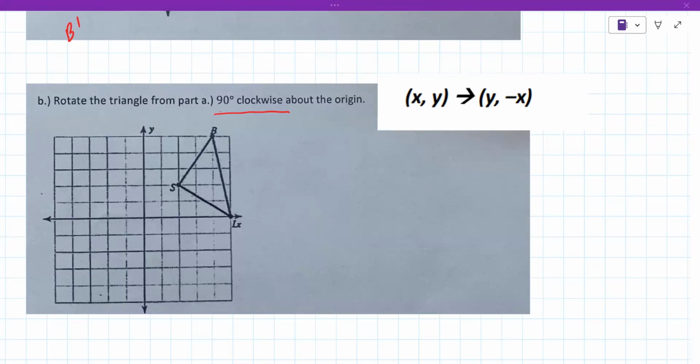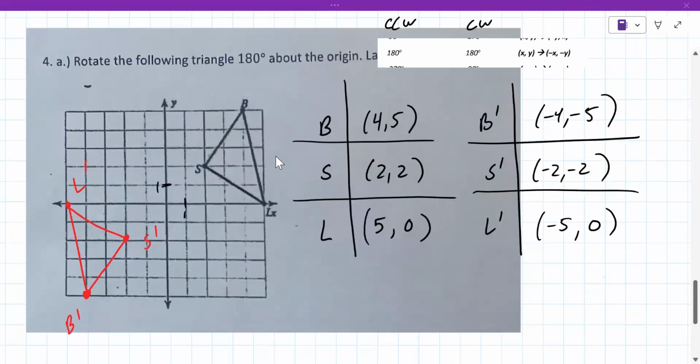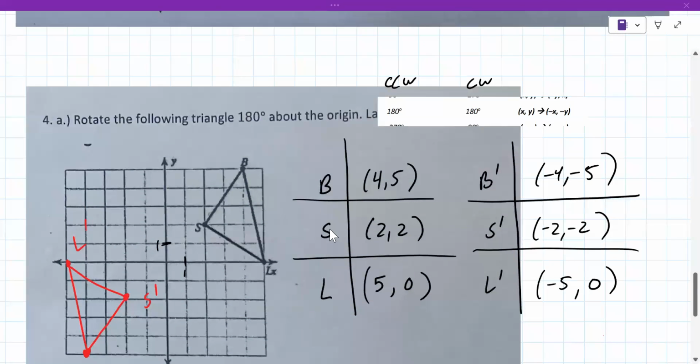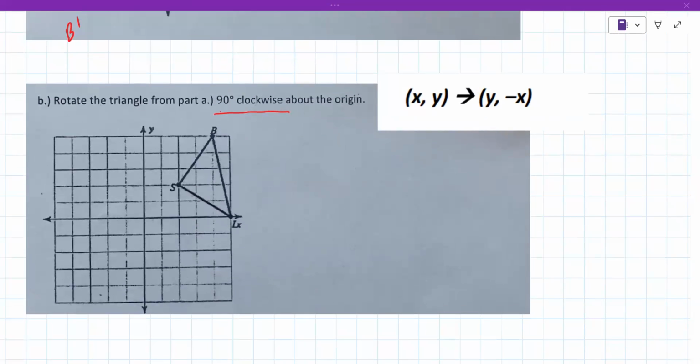So it says about the origin. Wait, so that origin doesn't matter? Yeah, it's always going to say that. It will always be referring to that when you're doing a rotation. So is the second triangle we did from the first part what we're going off of? That's a good question. I think it's the original, because they're giving you the original there. So I think you just go back to the original. It's a good question though. Okay, so the B, S, L that we did from the previous problem.